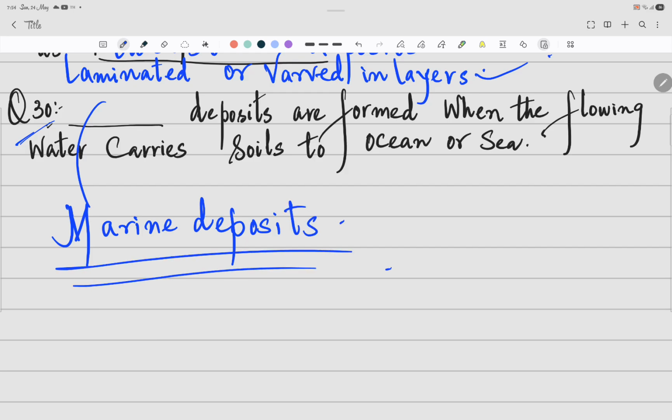So the deposits which are formed when the flowing water carries soils to ocean or sea are known as the marine deposits. All right. These deposits are known as marine deposits.